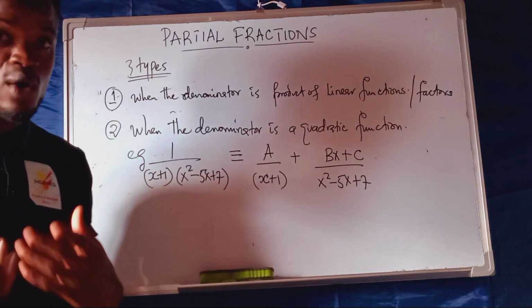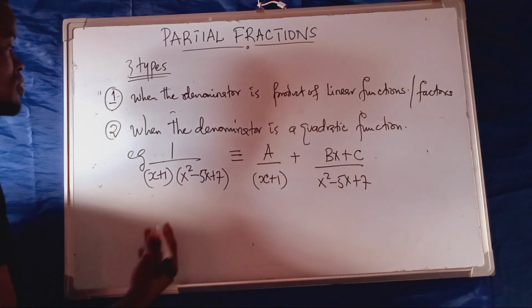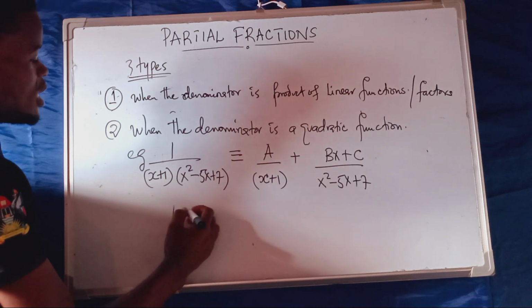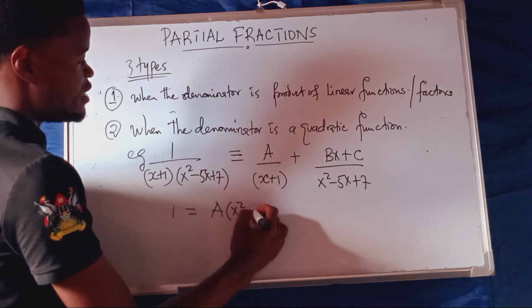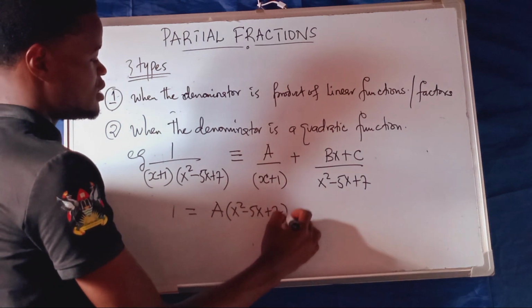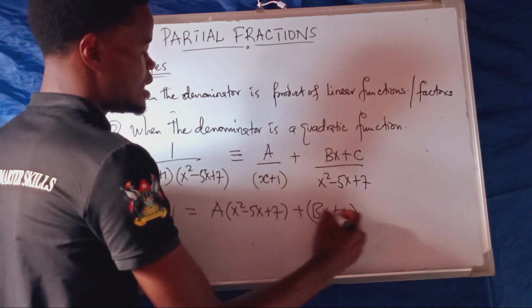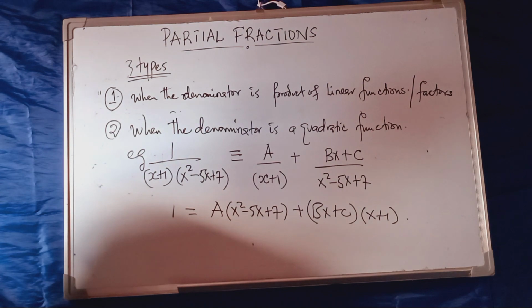And then we do our usual mathematics. For example, this one will become 1 is equal to a into x squared minus 5x plus 7, then plus bx plus c into x plus 1, like that.